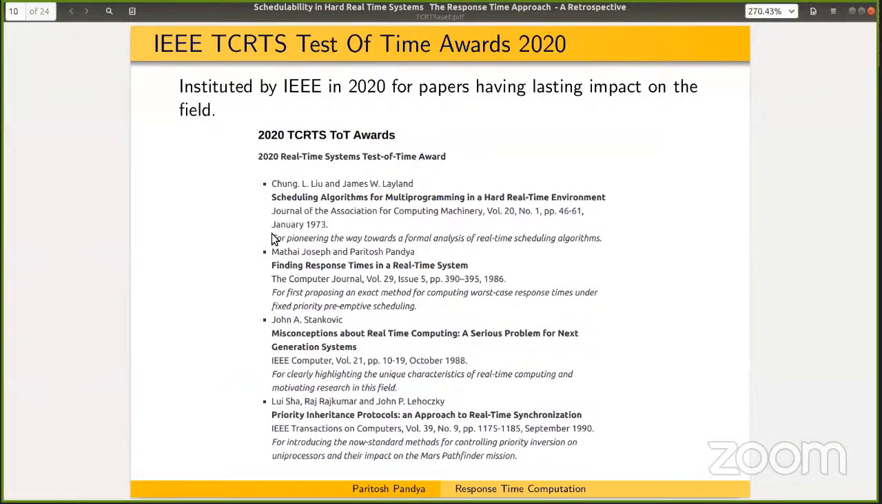With that, I request participants who are on Zoom, if you want to ask questions, please unmute yourself and go ahead, please.